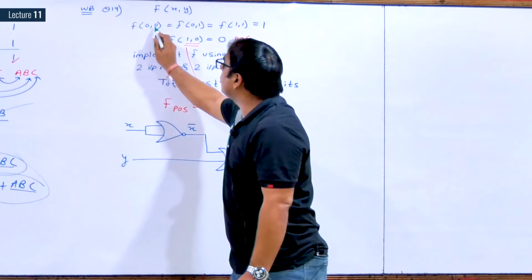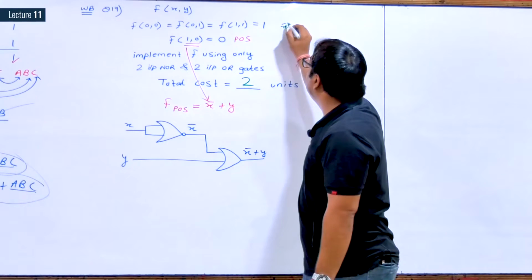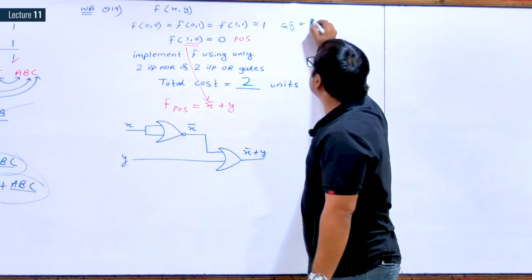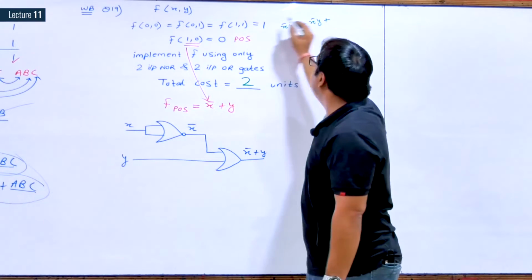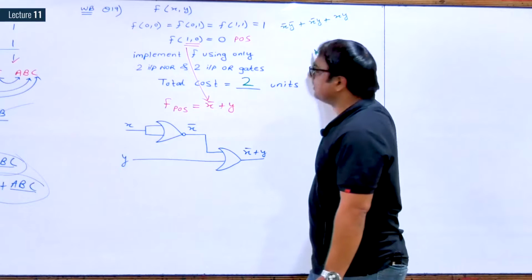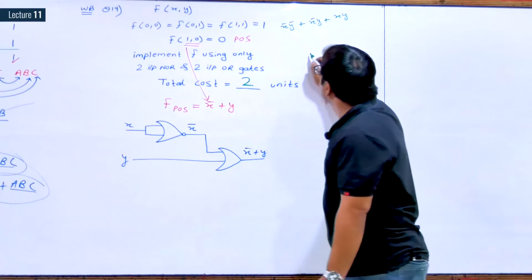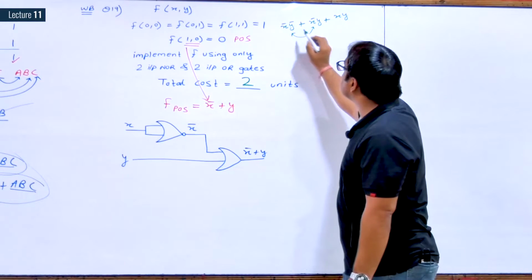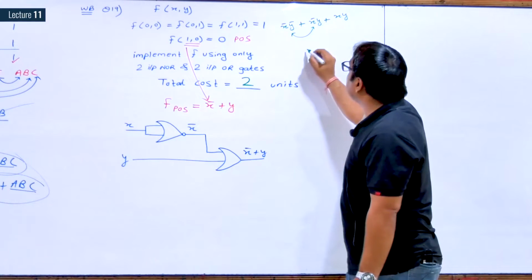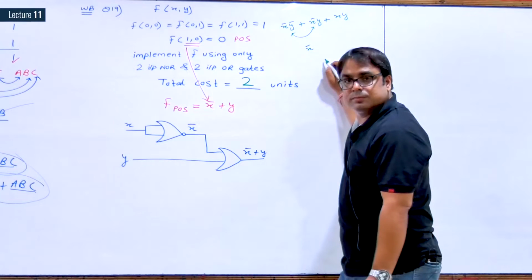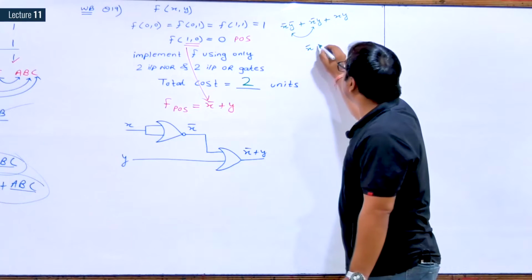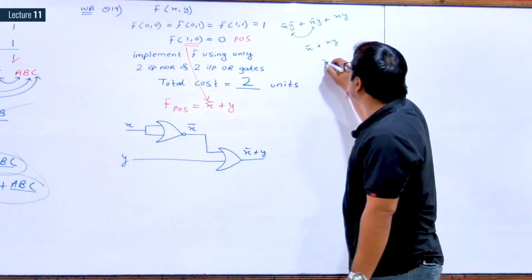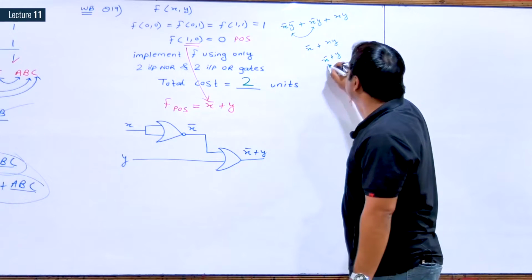So see, 0, 0 will give you x complement y complement. 0, 1 will give you x complement y. 1, 1 will give you xy. So if you see this, in both these terms you can minimize x complement. You can take x complement common, this will become xy. Now using distributive law, this will be equal to x complement plus y.